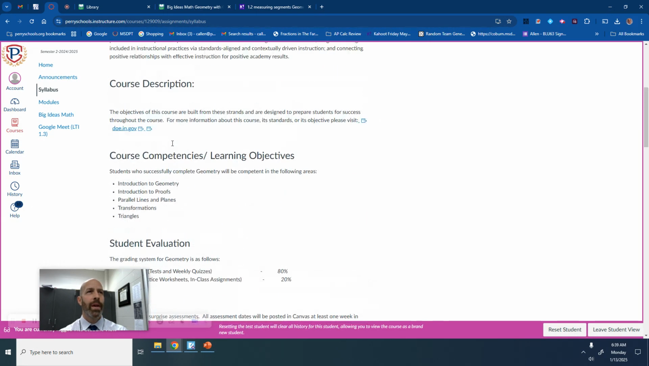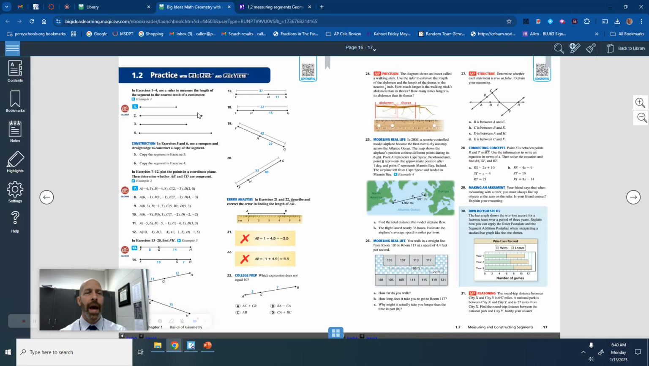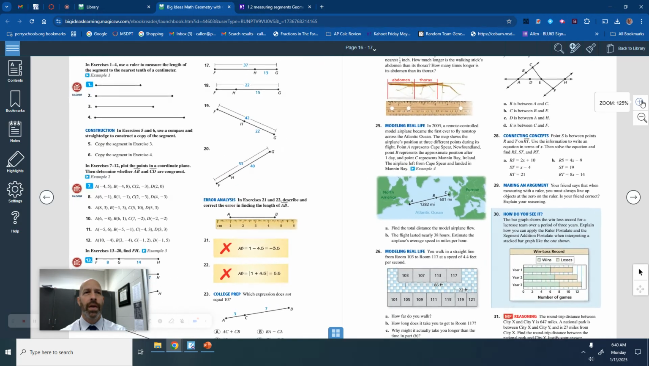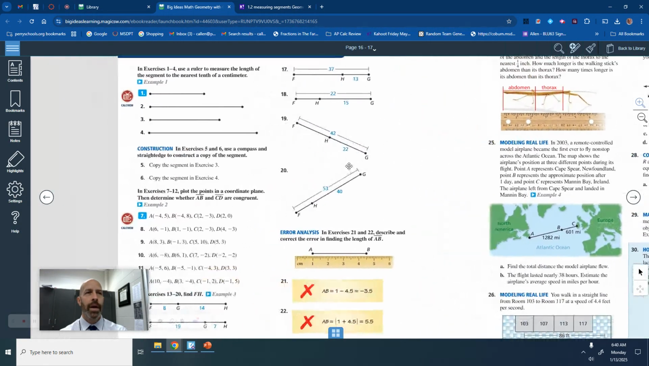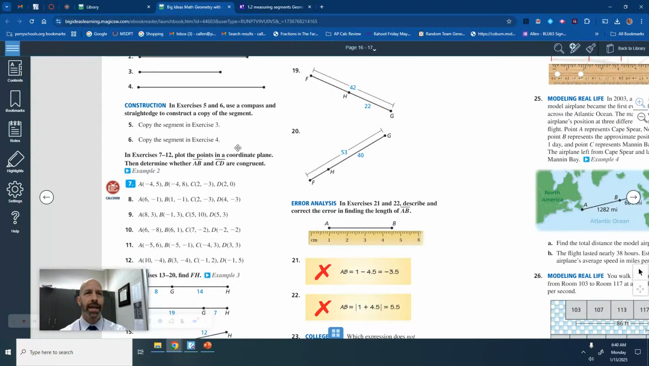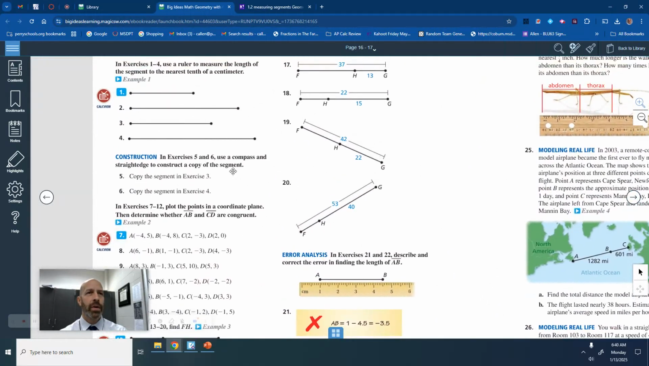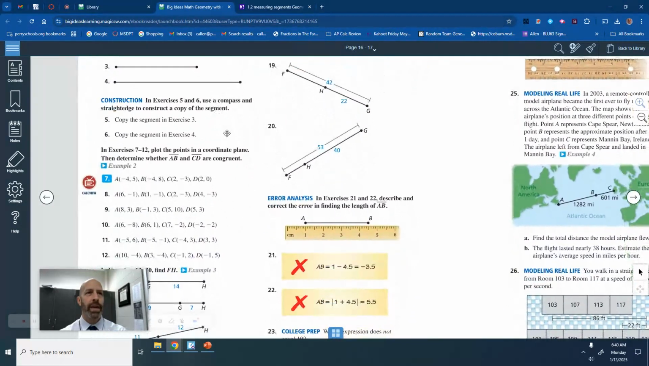Finally, I guess one more quick thing since I'm here in the geometry class. Geometry students have access to their textbook. All they got to do is click this Big Ideas Math, and then they can actually get access to the textbook online. Now I'm showing you this so your son or daughter can't say, oh, I don't have a textbook. They do. They always have a textbook. So for example, this is the assignment we worked on Thursday and Friday of last week, so they can see all of these things.